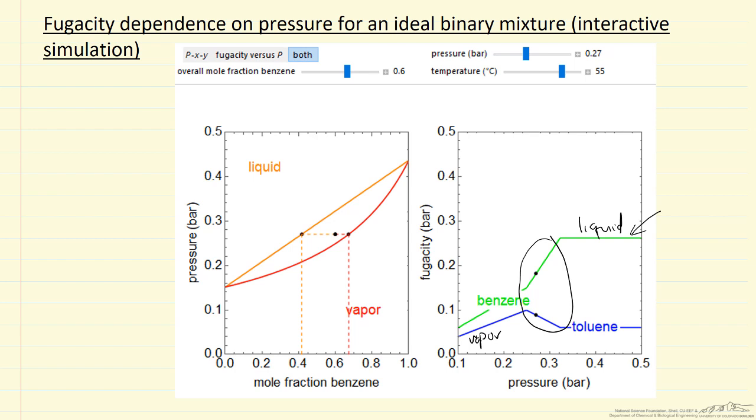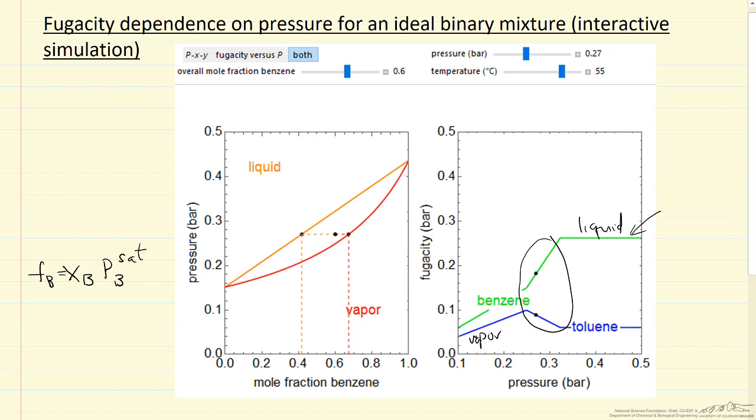In the two-phase region, it's more complicated. We're raising the pressure, but we also have to take into account the mole fraction. The best way to look at the two-phase region is to look at the liquid fugacity, because we're at constant temperature, so the saturation pressure is fixed. For example, the mole fraction of benzene in the liquid phase times the saturation pressure of benzene would be the fugacity of benzene if we have an ideal solution.